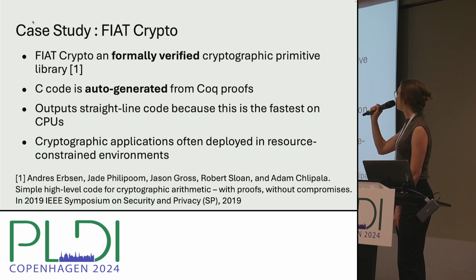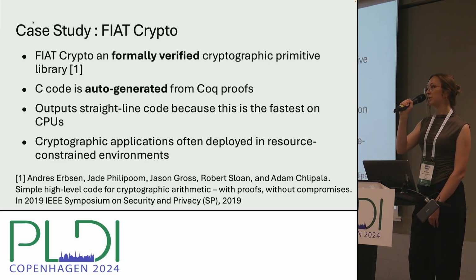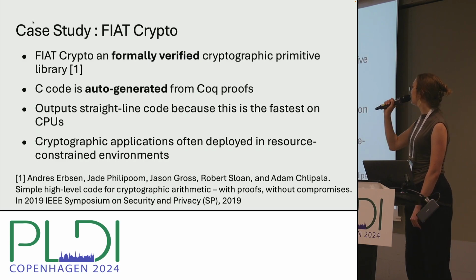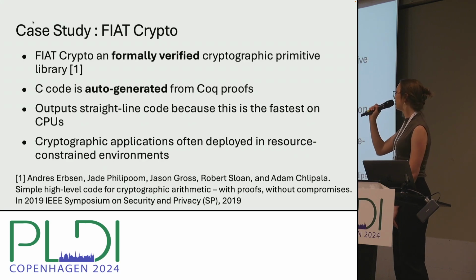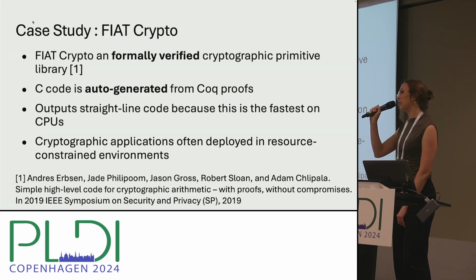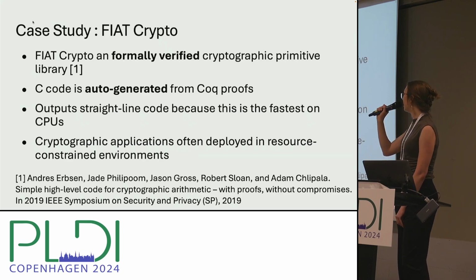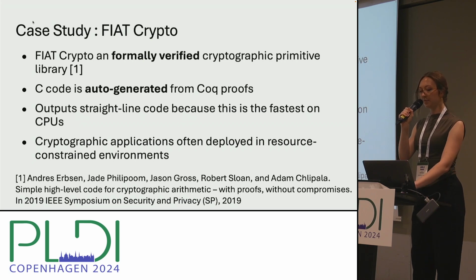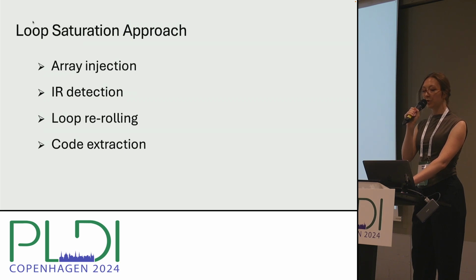And the output of this is straight line C code. The goal of this project was to have performance that compared with manually implemented C code. And these are useful because they're auto-generated, so they have a lot of patterns that are useful for looping. Also, cryptographic applications are often deployed in resource-constrained environments, so this seemed like a relevant case study to apply this approach on.